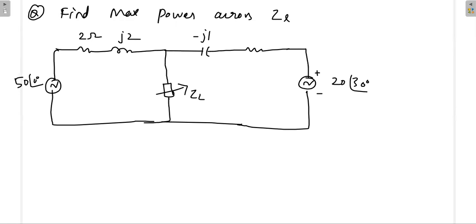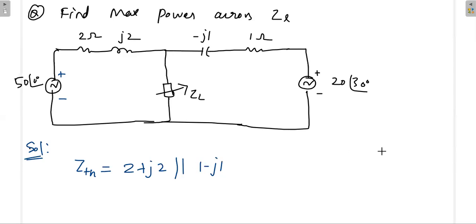J2, J1. So first the solution is, first you have to represent in terms of the Thevenin model. So what is Z Thevenin? Z Thevenin means remove the load, remove the effect of the sources. That means both are voltage sources, so you have to make the short circuit. Once this is short, then these two impedances will become parallel. That means 2 plus J2 parallel with 1 minus J1.